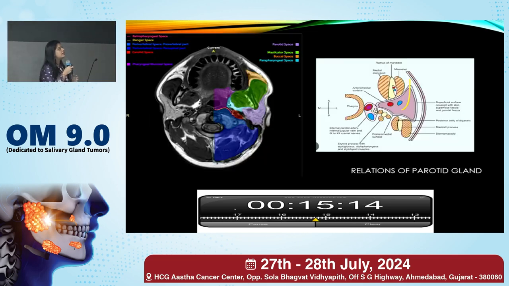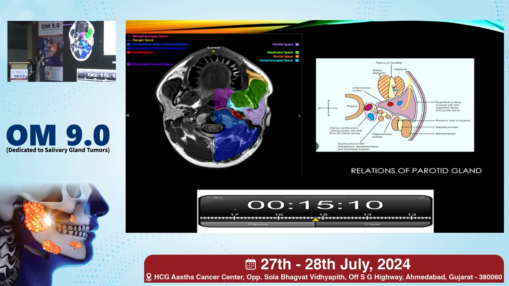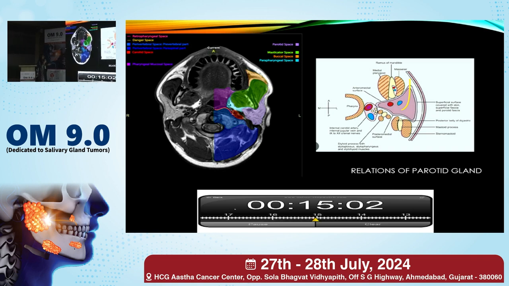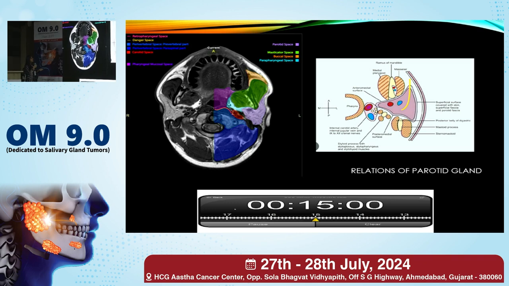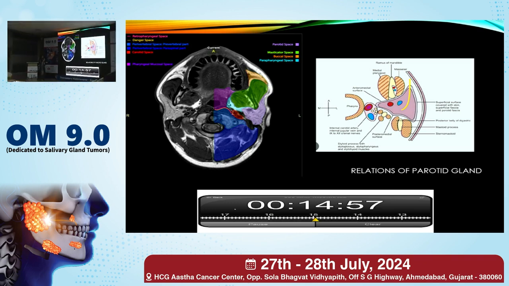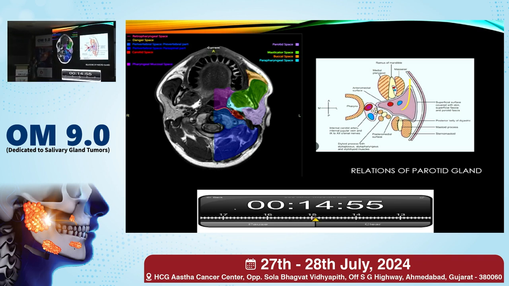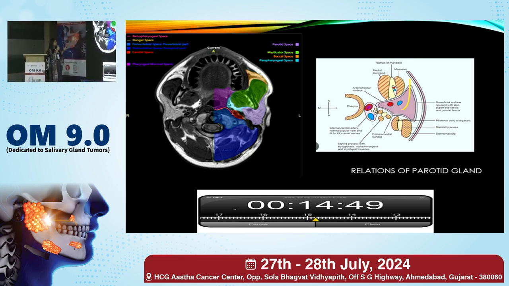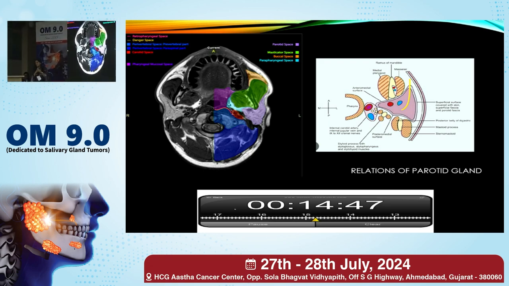Next, coming to the relations, these were discussed. I'll just show on MRI. This is the parotid gland. Anteriorly lies the masticator space. On its medial aspect is the parapharyngeal space. Then posteromedial is the carotid space. Then behind here is the prevertebral fascia. Then here is the paravertebral fascia. The retromandibular vein, external carotid artery and facial nerve all course through the parotid gland.